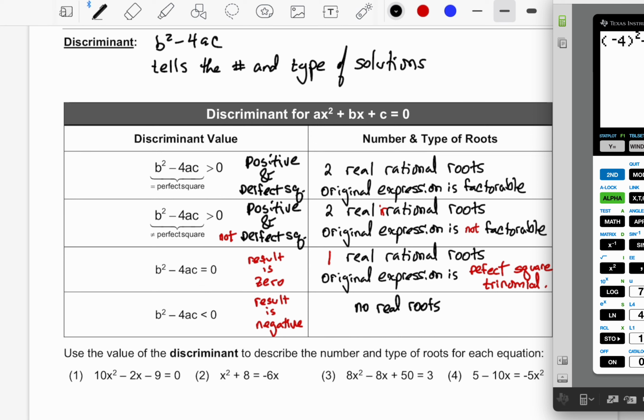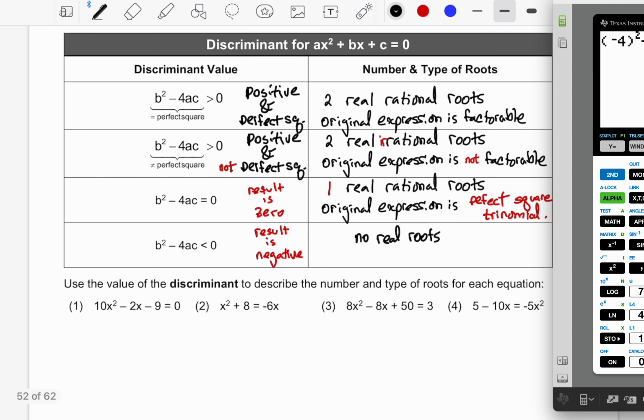All right, so there's really not much to this, because if you look at the directions below, it says use the value of the discriminant to describe the number and type of roots for each equation. You're not asked to actually find the solutions. You're asked to tell what kind of solutions they would be. All right, so basically one of these possibilities. You still go through and identify the A, B, and C values.